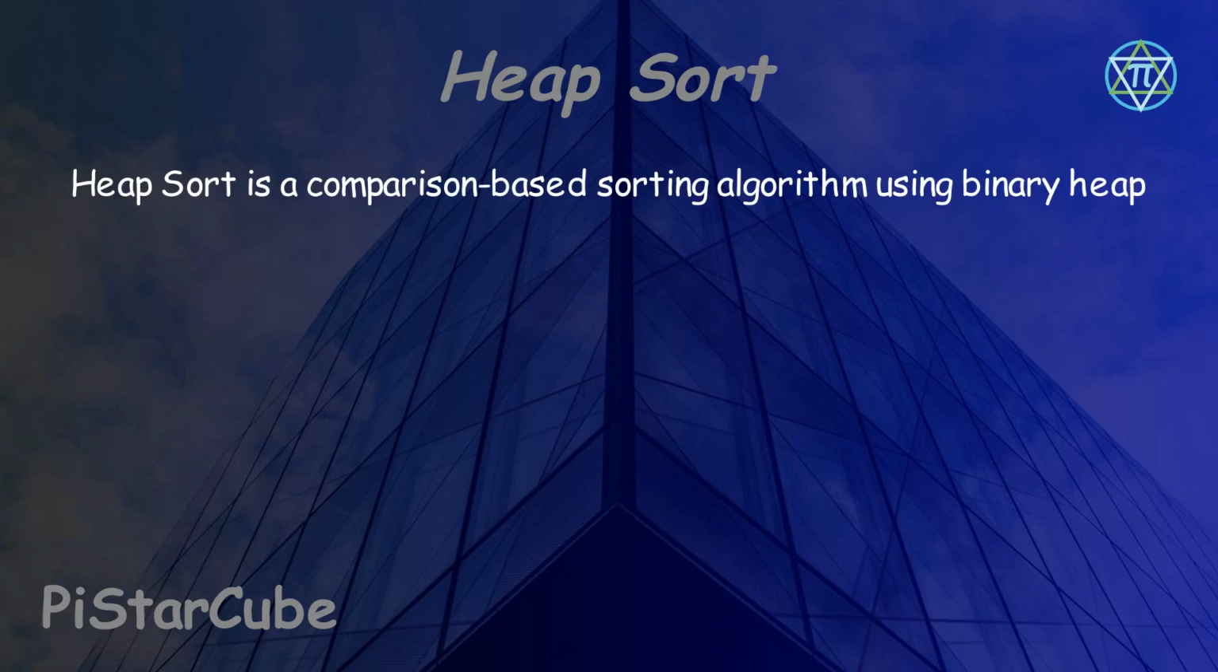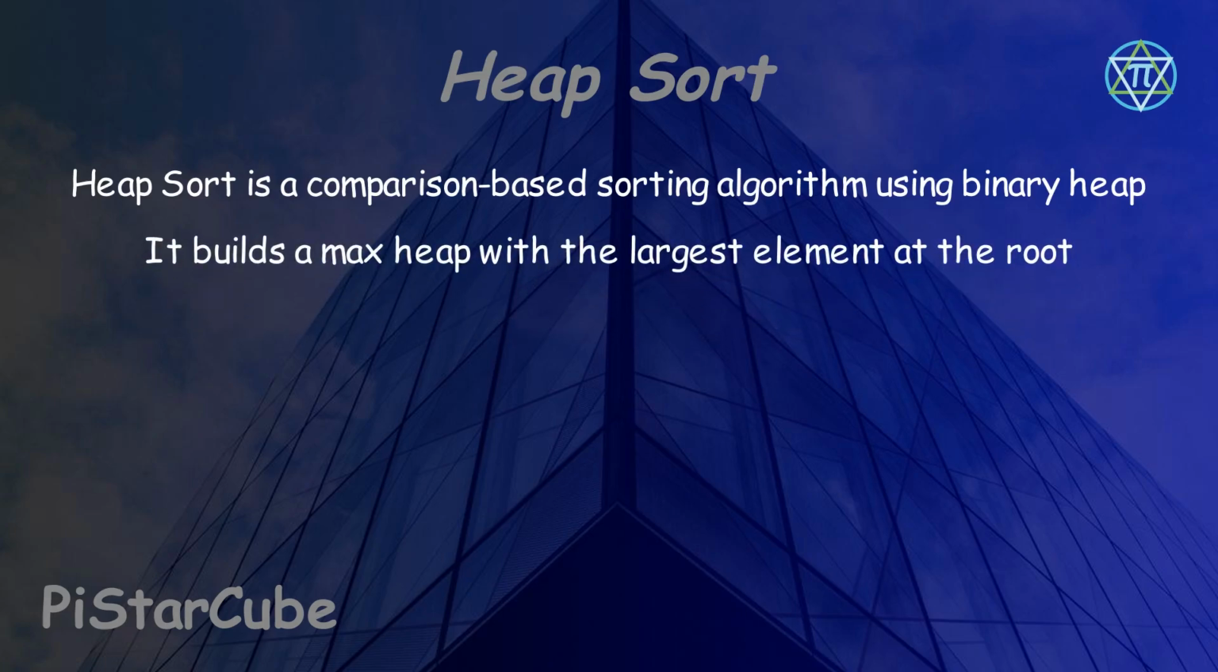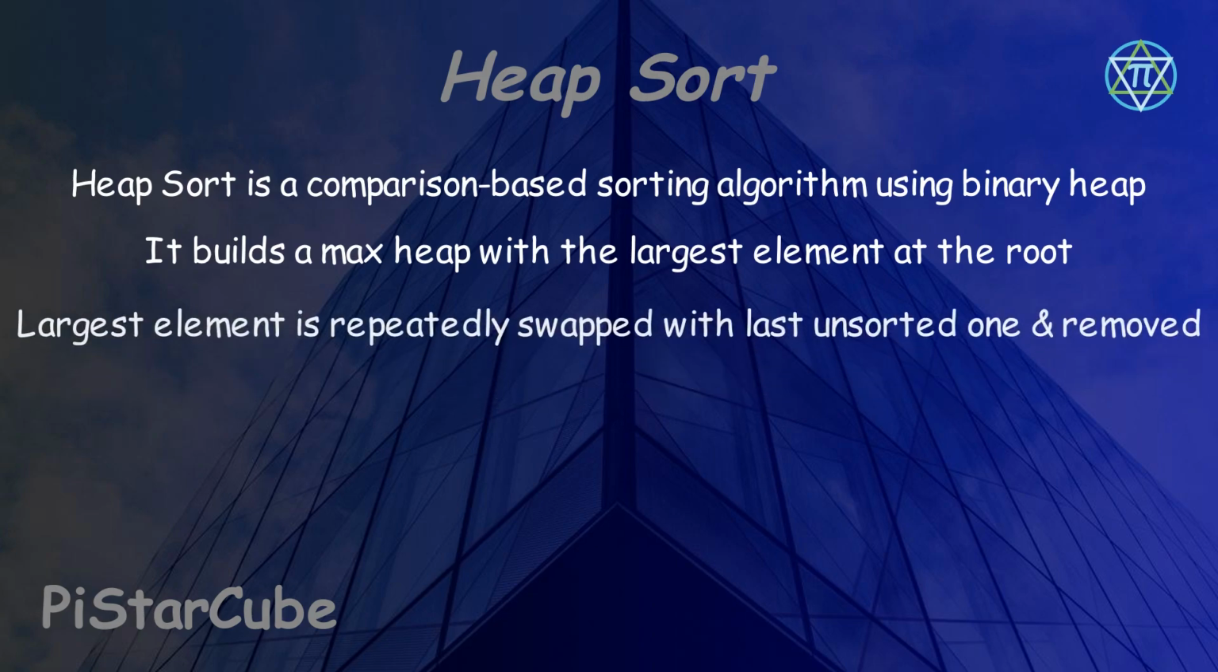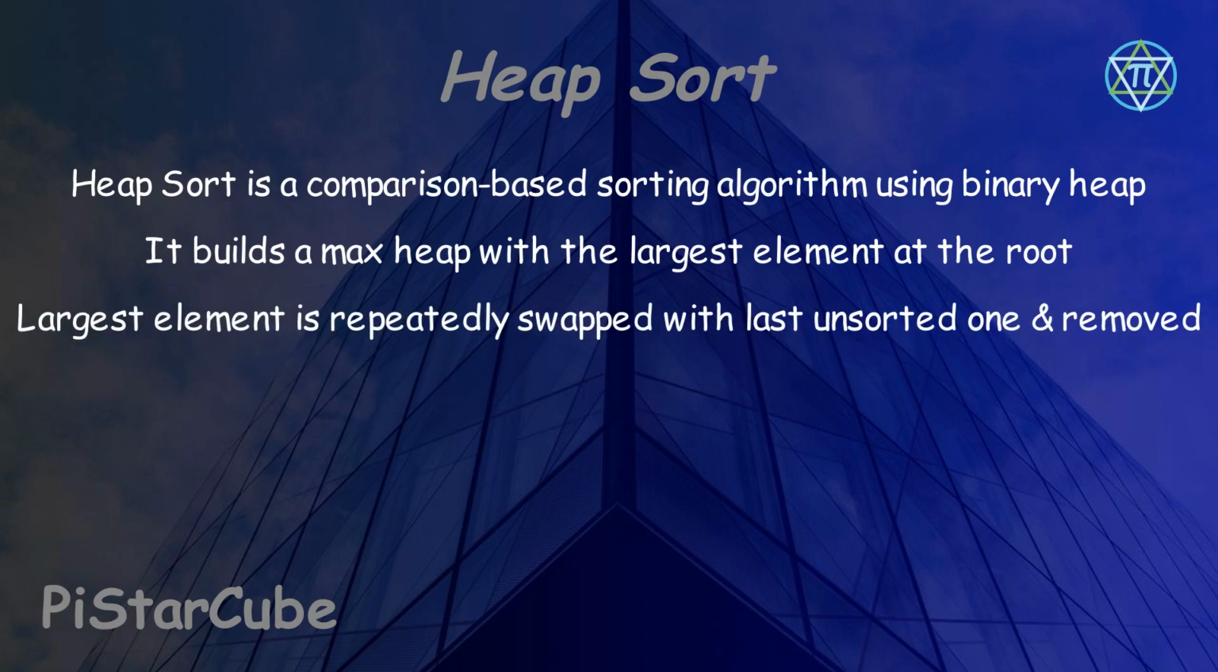Heap Sort is a comparison-based sorting algorithm that uses a binary heap data structure, which is a complete binary tree. It starts by building a max heap from the input data, where the largest element is at the root. The largest element is then repeatedly swapped with the last unsorted element and removed from the heap.